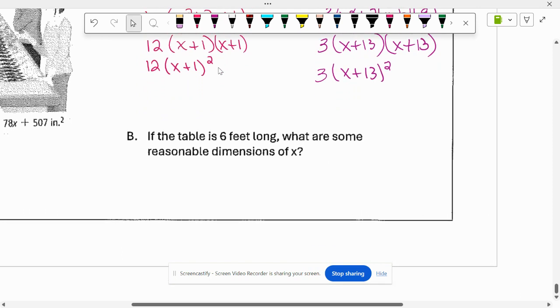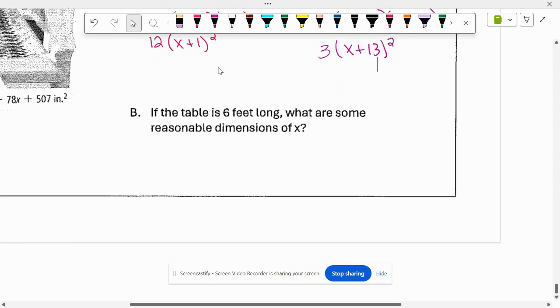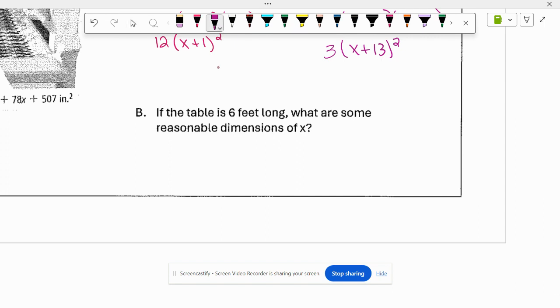So if the table is 6 feet long, what are some reasonable dimensions? That means that one of the sides, let's say the length, is the longest piece. Let's say that the length of the first piece is 12 times x plus 1, and the width is just x plus 1. What are some possible dimensions? We can't go over 6 feet.